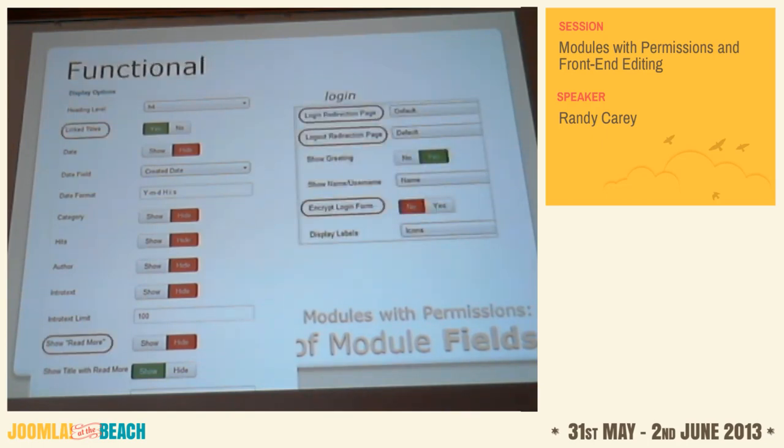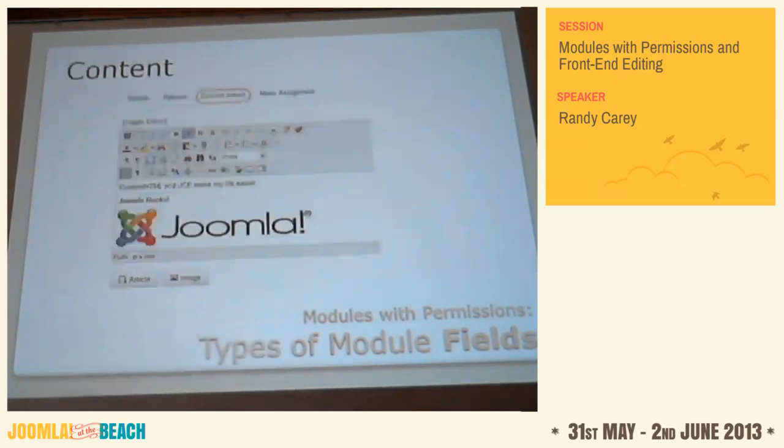Then there are functional ones, such as the titles: are they going to be linked? Are we going to show a read more button? And then in the login module, you've got things like the login redirection or logout redirection, and whether you encrypt the form. These are values. Do they have value in front-end editing? They might, and there are things to consider. Do we want to include those? When we design a module for permissions, do we include these as an action?